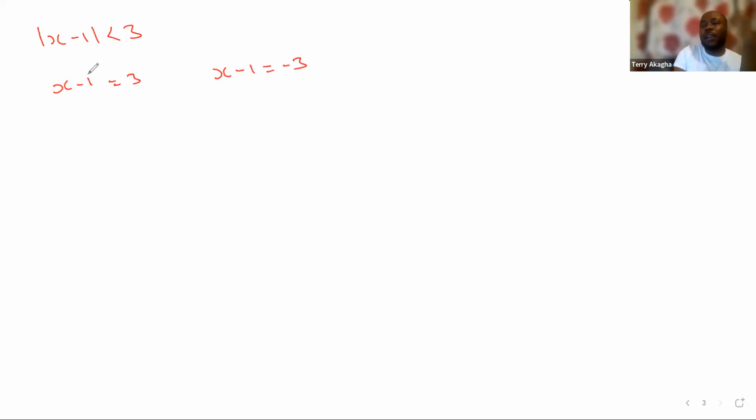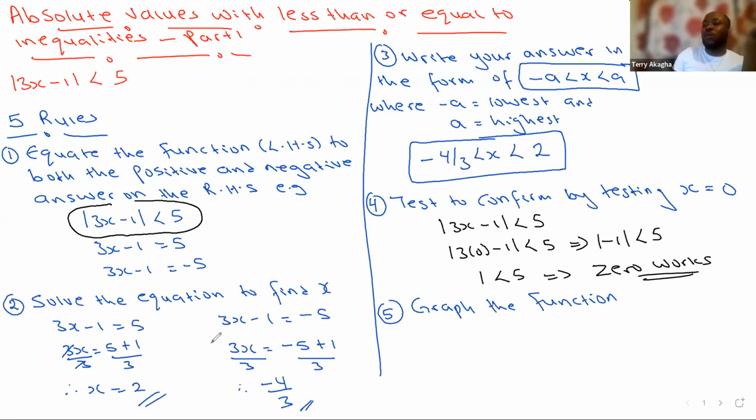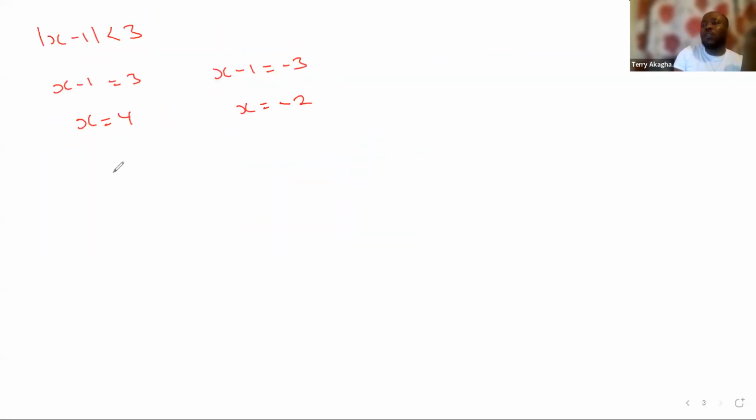Okay? Then you find x, you take -1 to the other side. So it's going to be x is equal to 4. And x is equal to -3 plus 1. That'll give you -2. Okay? Then when you're done with that, I told you that you don't have to write the equation in this form because it's less than. Remember the key word here is because it's less than. So you put the lowest number out and the highest number there. So if you look at this, the lowest is -2, less than x, less than 4.